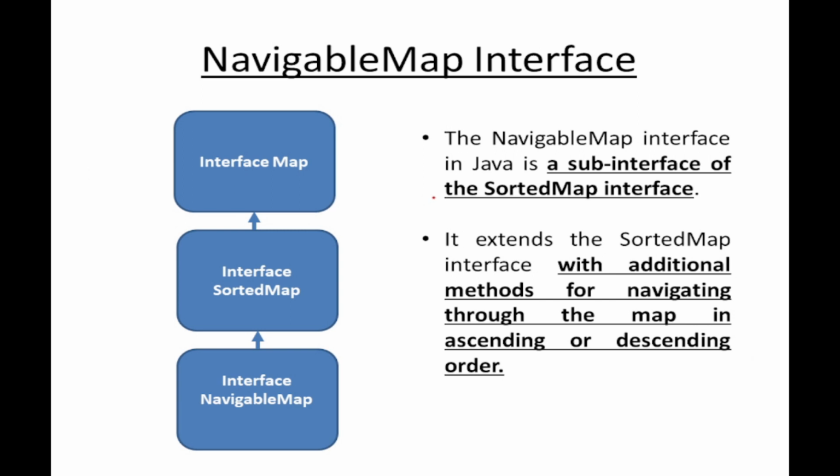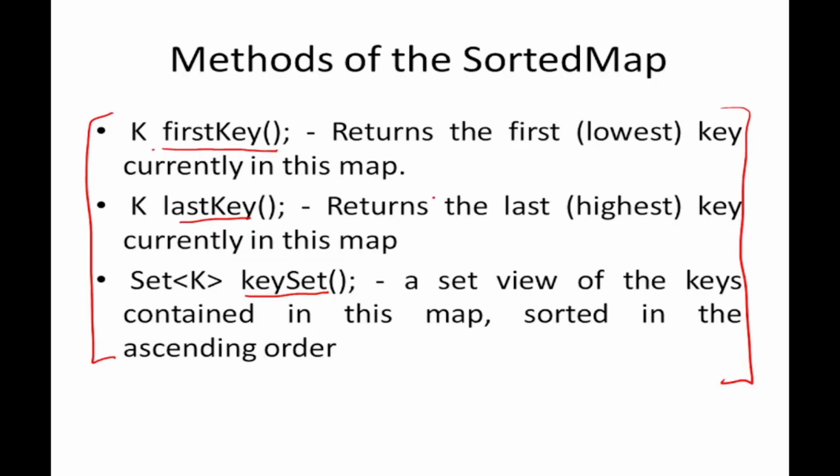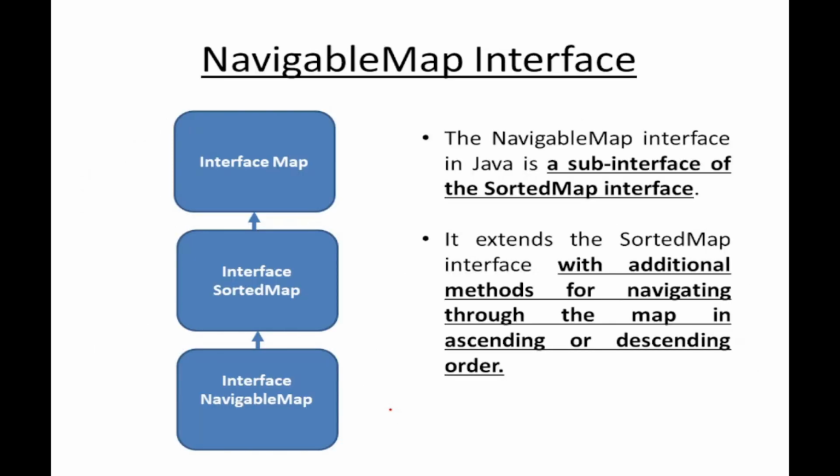Are you all clear with this? Maps. KeySet is nothing but returning all the keys in ascending order. That's it. We'll see the demonstrations and then we'll understand. First we'll look at the theory, then we'll implement all these methods.